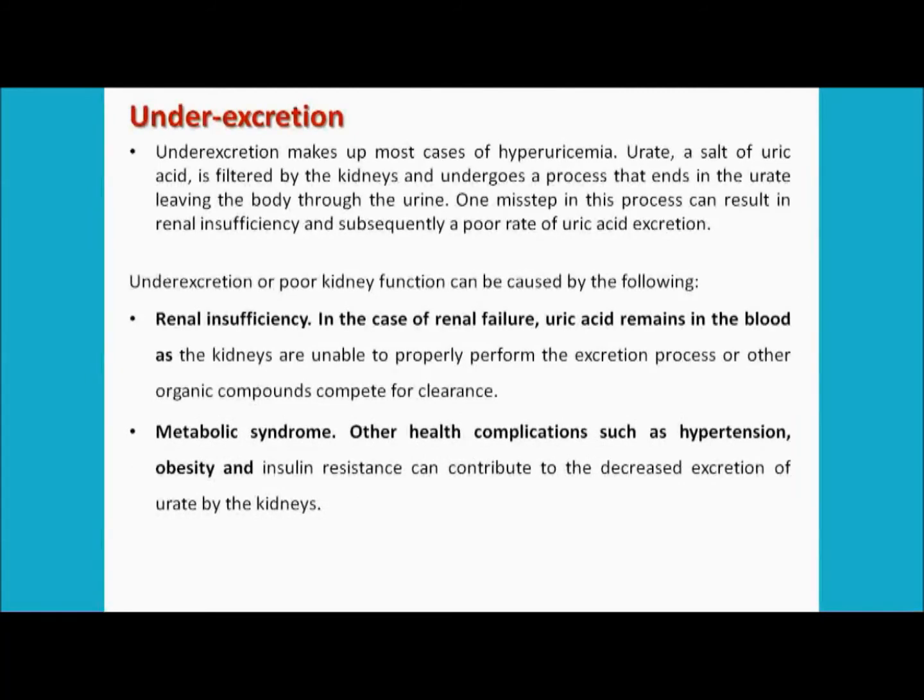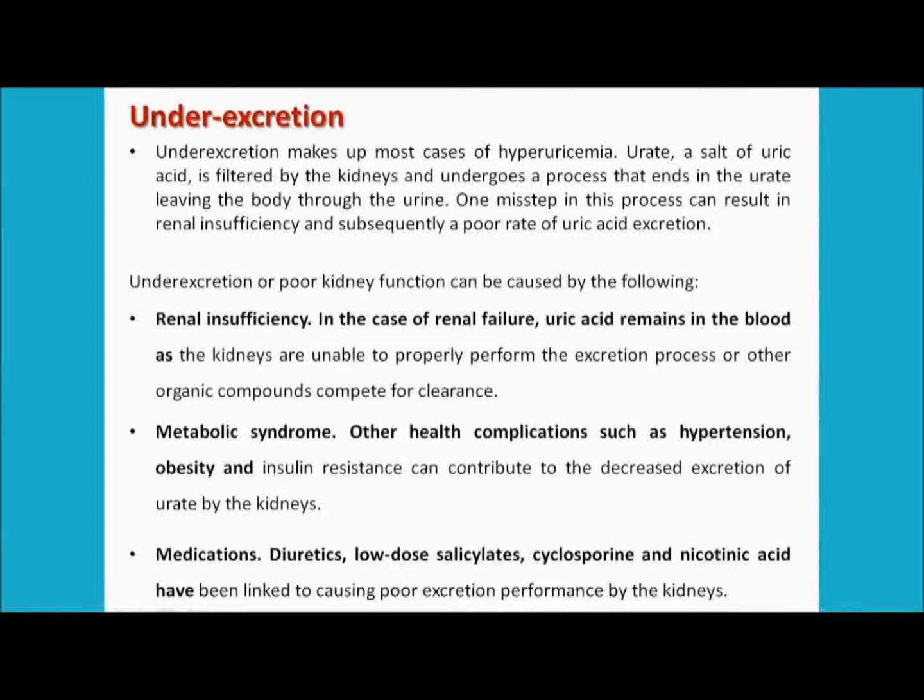The second condition is metabolic syndrome. Other health complications such as hypertension, obesity, or insulin resistance also contribute to decreased excretion of urate by the kidney. In these conditions, the amount of uric acid excreted from the body comes down, as the kidney is not able to flush it off.